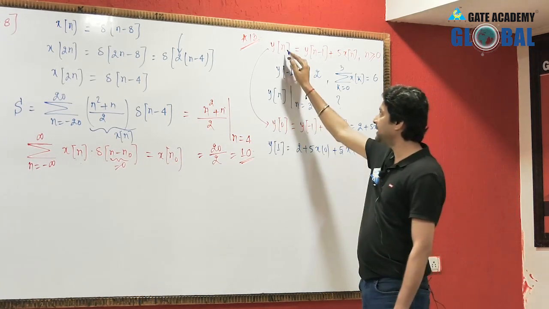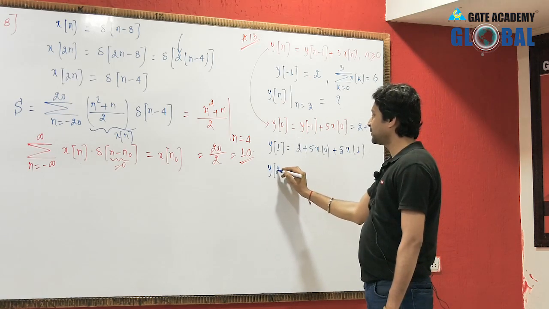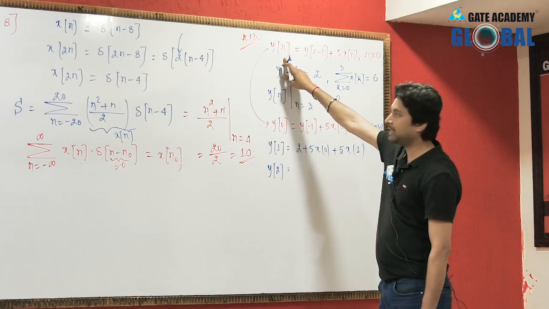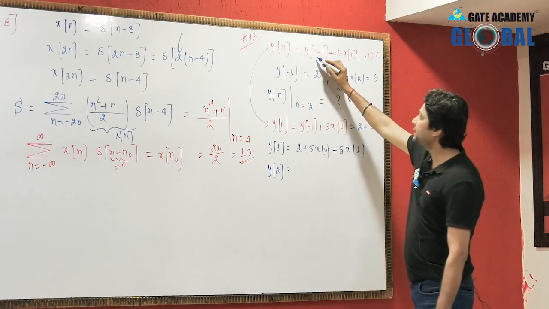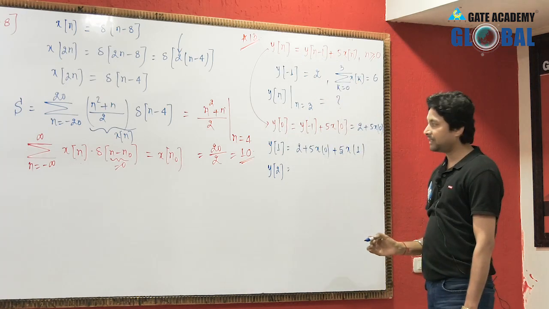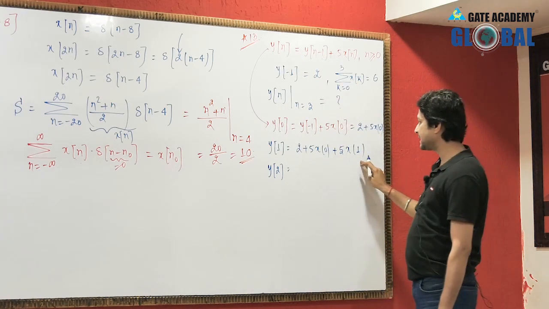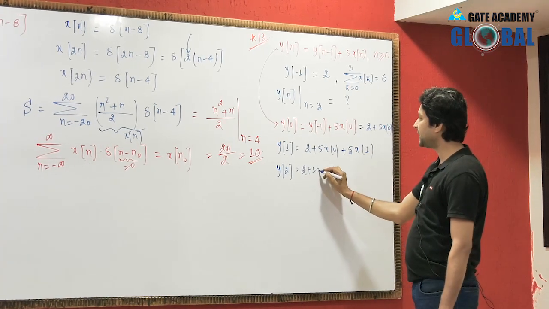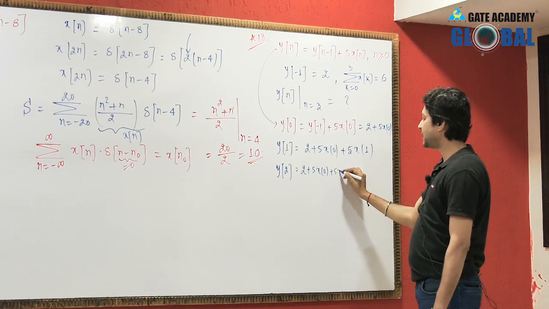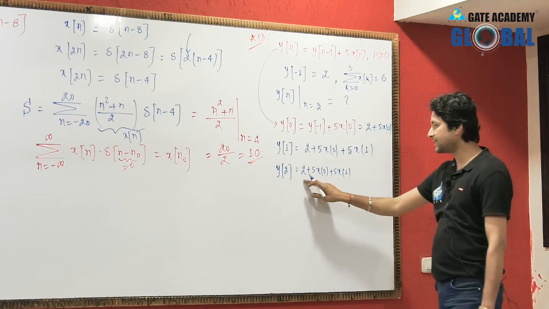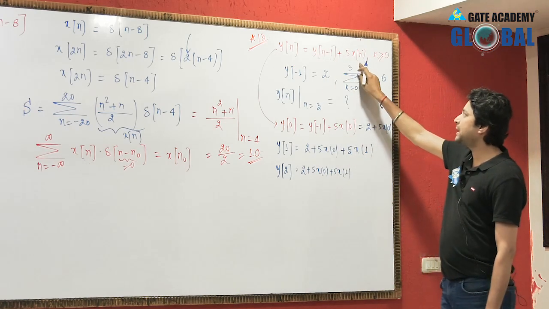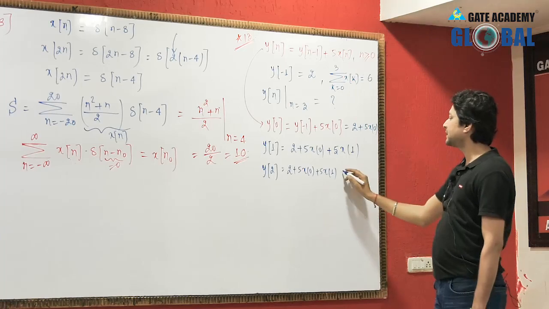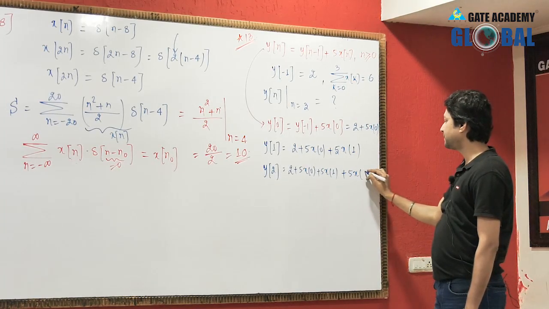Again, if you have to find y of n at n is equal to 2 from this equation only, then y of 2 will be y of 2 minus 1, that is y of 1, and you have obtained y of 1 as this value, 2 plus 5x of 0 plus 5x of 1. It is y of 1. Now you have to substitute n is equal to 2 here, so the term will become 5x of 2.